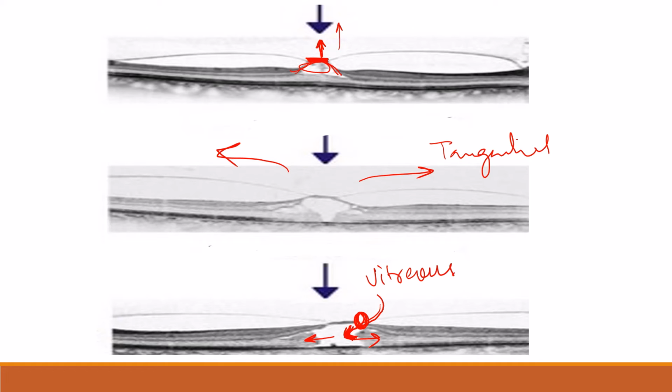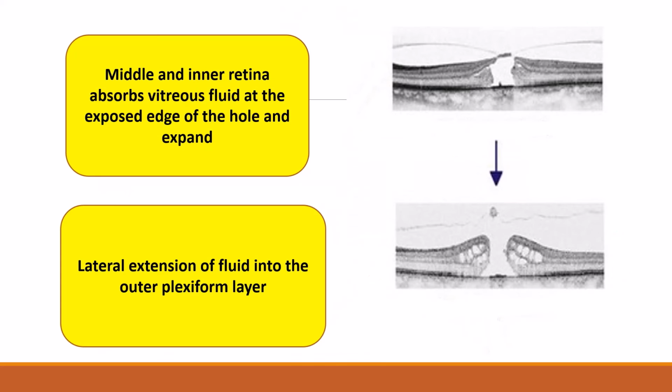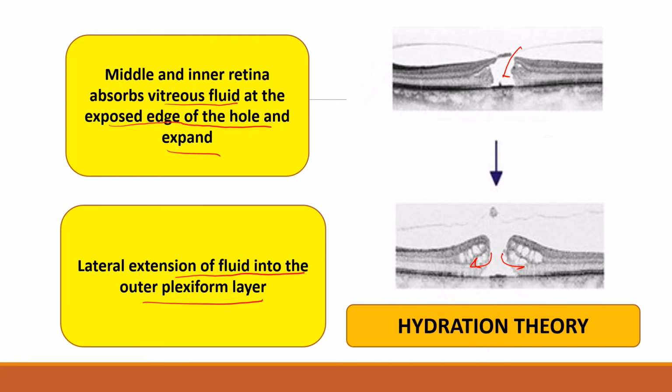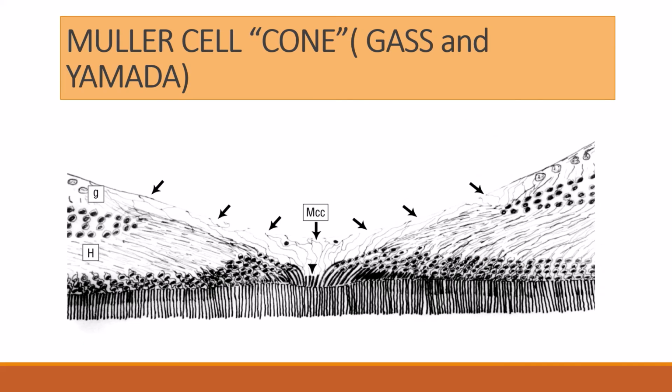So along with the anterior posterior traction there is tangential traction, and you can see here there is this hydration of the retina which is occurring, which is leading to the expansion of the macular hole. This is what I explained here, that the middle and the inner retina will finally absorb the vitreous fluid at the exposed edge of the hole and start expanding. Then there will be a lateral extension of the fluid into the outer plexiform layer. So it is this outer plexiform layer which is going to start accumulating the fluid and then start extending laterally. So this is the hydration theory.